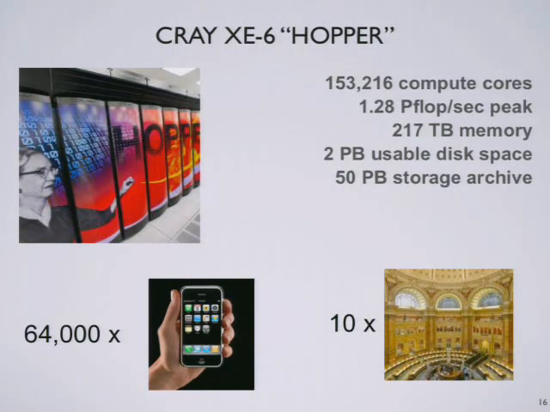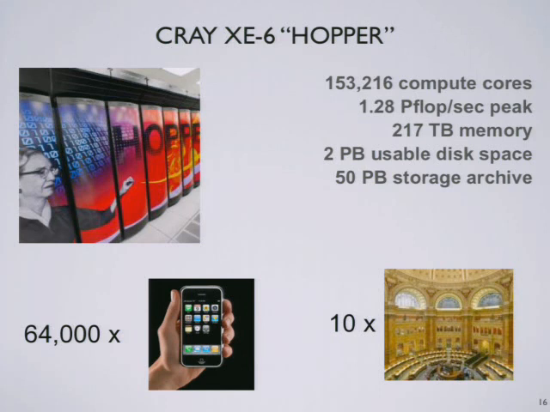All right, so let's take one case in point. This is the computer that we house at the Oakland Scientific Facility. The name is Hopper. It's a CRAY XE6 with 153,000 compute cores. There are some other numbers in here which computer geeks love, but not knowing the audience, I always try to put that in sort of more general terms. So in terms of usable disk space, we have 2 petabytes and 217 terabytes of memory.